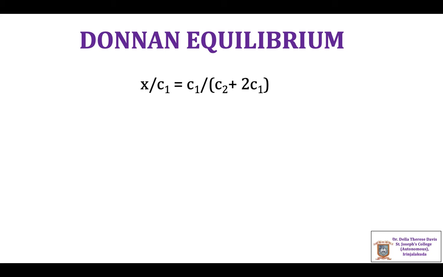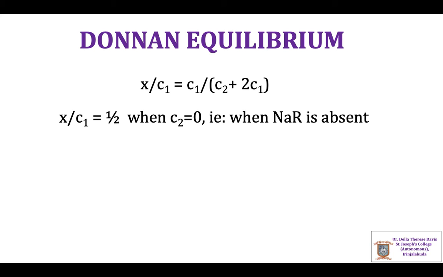And from this equation, x by C1 is equal to 1 by 2 only when C2 is equal to 0. x by C1 equal to half means half of the Na+ and Cl- ions are migrated to the right side of the membrane. And this happens only when NaR is absent. That is, in the presence of a non-diffusible ion, the concentration of Na+ and Cl- will not be the same at both sides of the membrane.